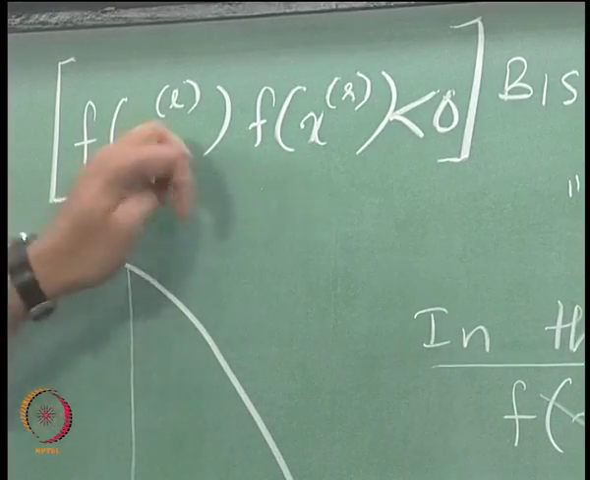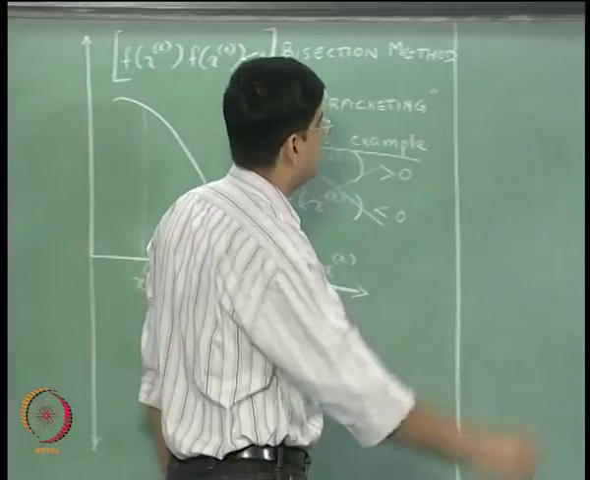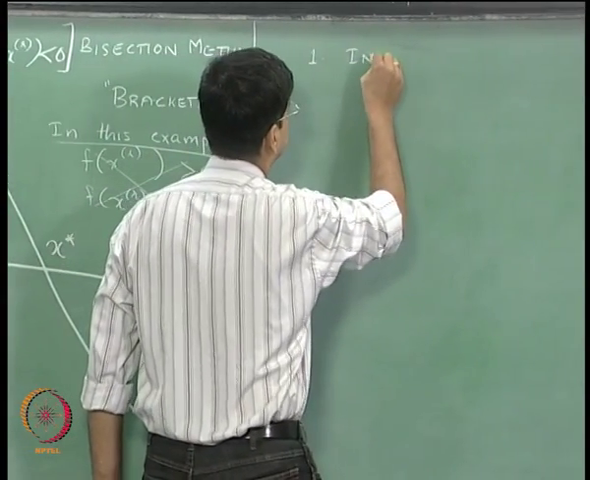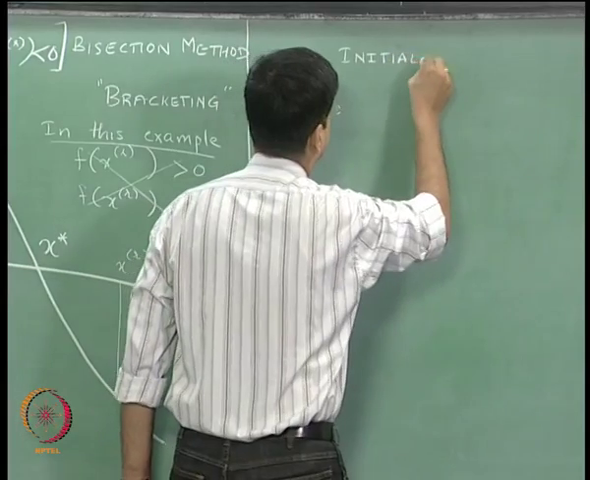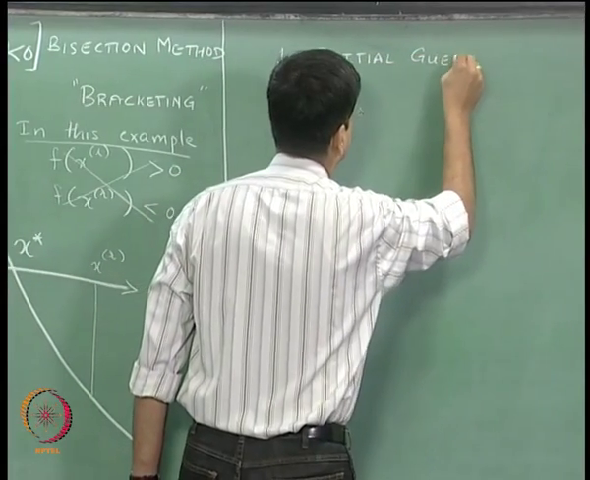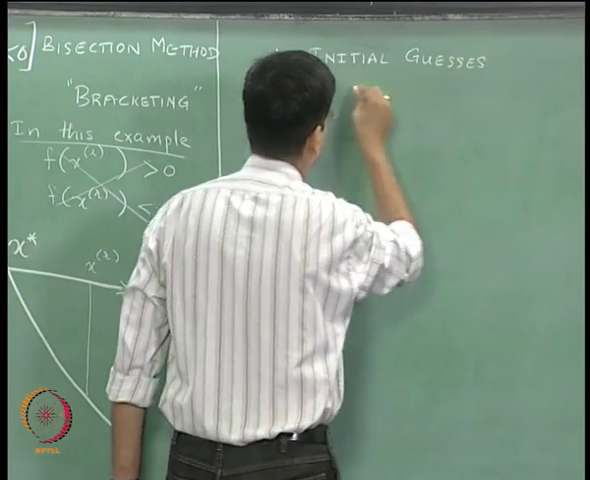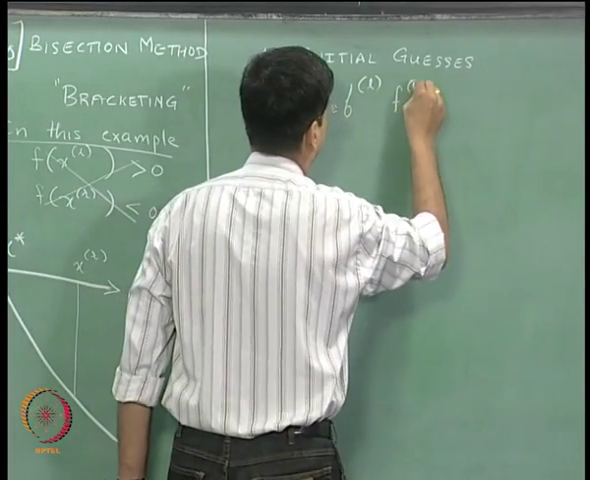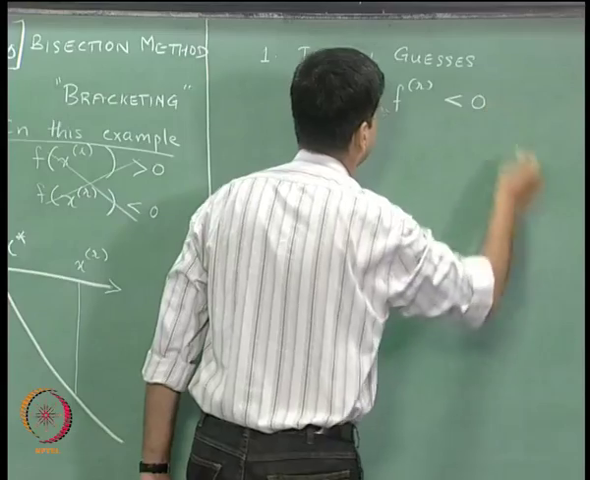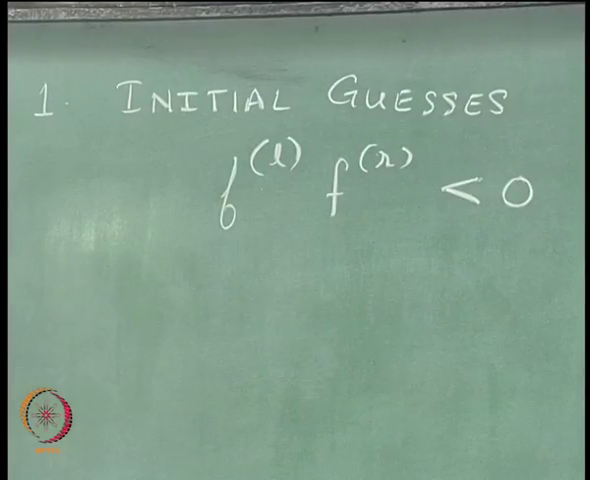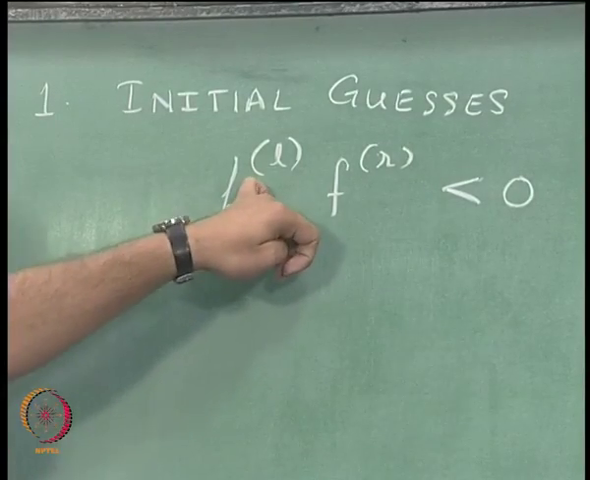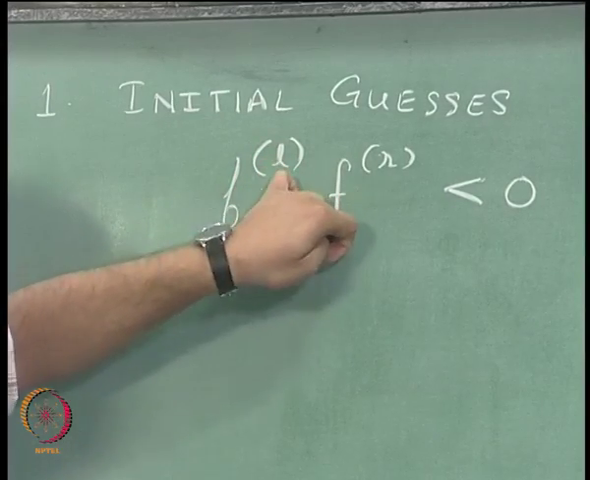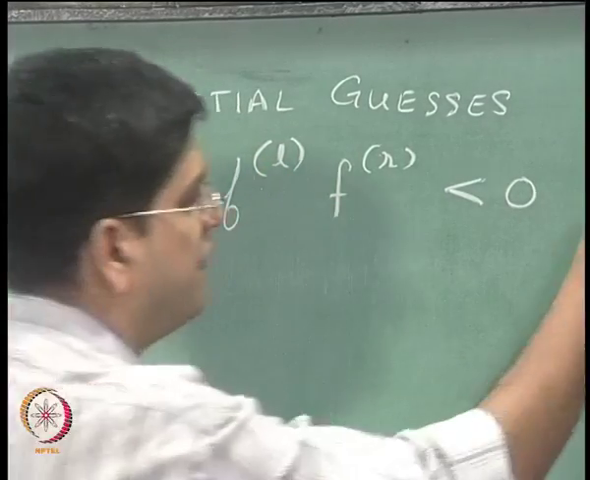Okay. So the first thing that we need to do is to determine the initial guesses, and the initial guesses are such that f of xl multiplied by f of xr should be less than 0. From this point onwards I am going to use a shorthand notation, f superscript l in brackets, to represent f of xl.